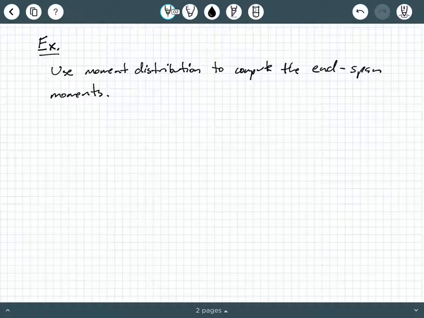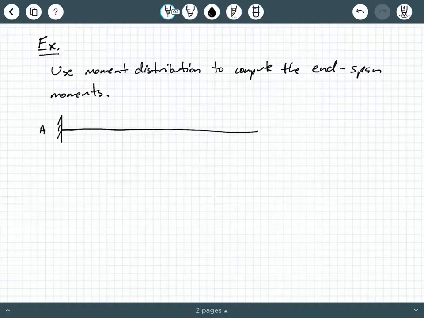Unlike the other examples we've done, I'm not going to have us compute the external support reactions or draw the shear moment diagram for this problem. We could, but we're just going to get the end span moments for this example. So let's take a look at the beam we have. We're going to have a fixed connection at A, and here's our beam.